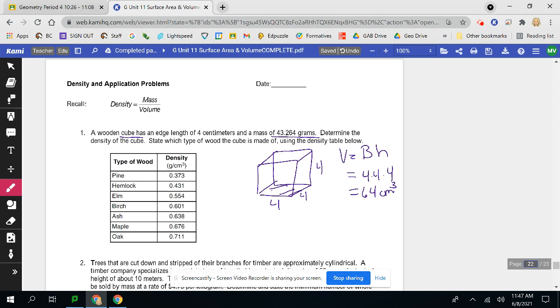Now to find our density, we do mass divided by volume. So our mass is 43.264 grams divided by our volume, which is 64 centimeters cubed. We do that division on our calculator, and we get that it's 0.676 grams per centimeter cubed. Then looking at our chart, that means that this cube is made of maple.